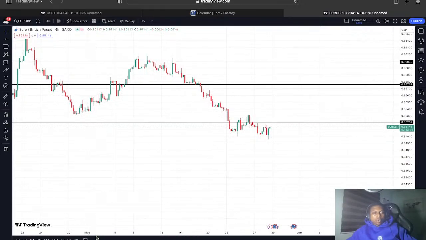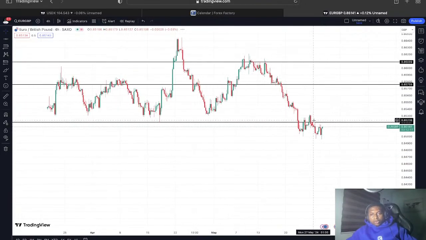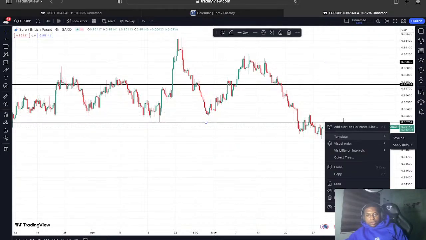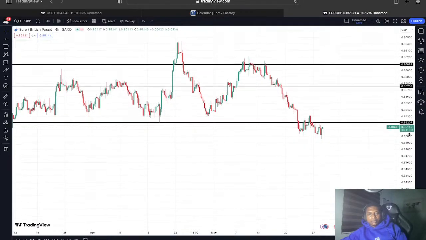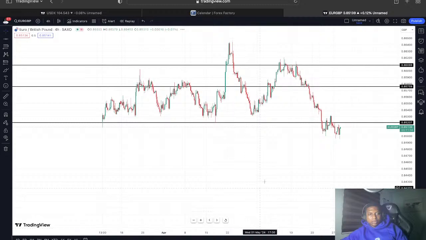So on a long run from here, I might start shorting pounds USD from 0.85211. Start shorting from there. Yeah, and that's it.